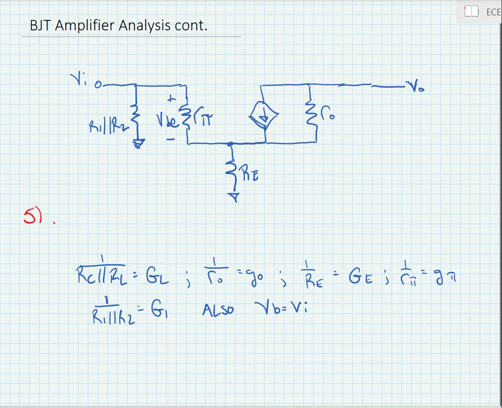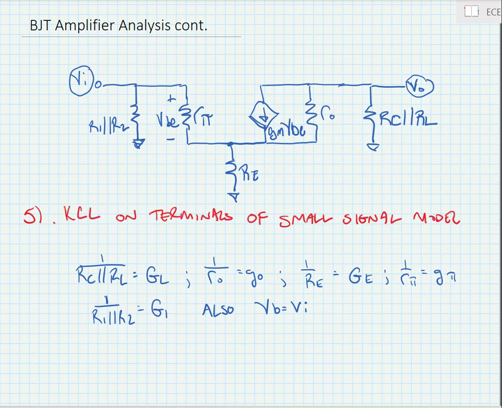All right, so here's our complete circuit, and we are now going to find the voltage gain, V out over Vi. In order to do this, we're going to write KCL on the different terminals of the small signal model. We'll note that sometimes it's easier to use conductance rather than resistance when we're writing these expressions. As an example, we can turn the shunt resistor at the collector, RC in parallel with RL, into a term G sub L. We can invert the output resistance to be G sub O, and likewise invert RE, R pi, and R1 in parallel with R2.